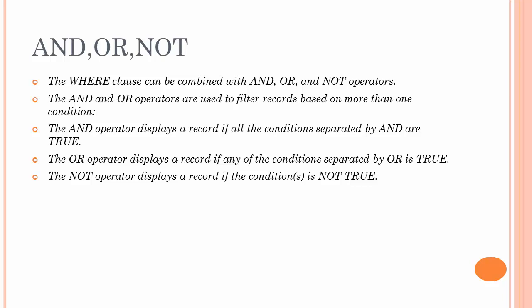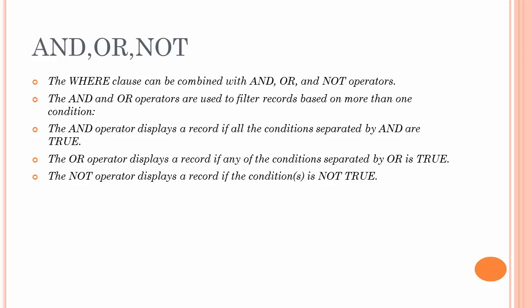In our previous WHERE clause video, we learned how to use operators in WHERE clause conditions. In the same way, we can combine AND, OR, and NOT operators with the WHERE clause. The AND and OR operators are used to filter records based on more than one condition.